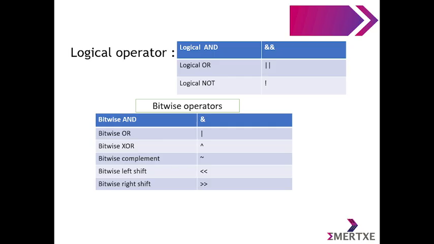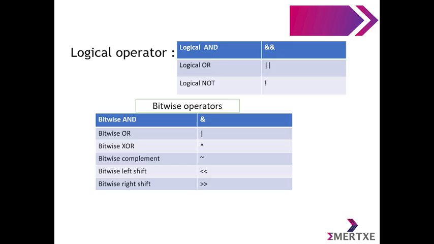Logical operators. The logical operators are logical and, logical or, and logical not. In the logical and operator, we have two conditions and we get one output. In logical and we have condition 1 and condition 2. If both conditions are true we get the output as true, and if either one is false and the other one is true we get false.